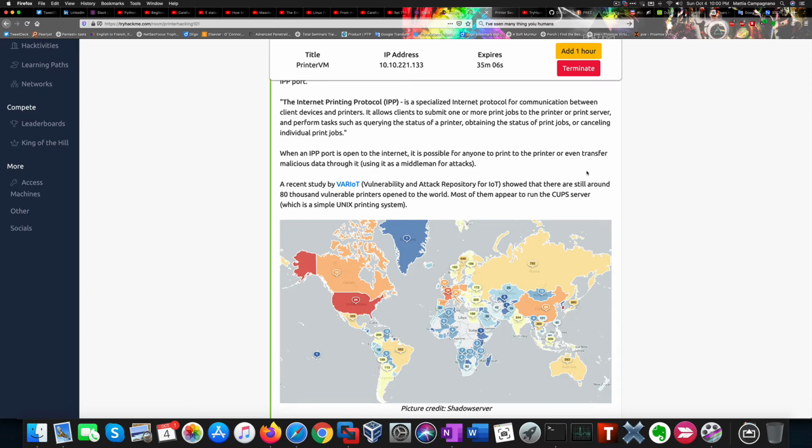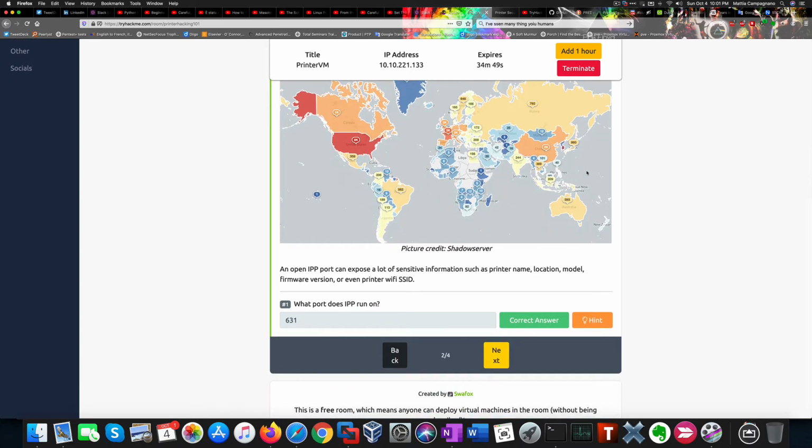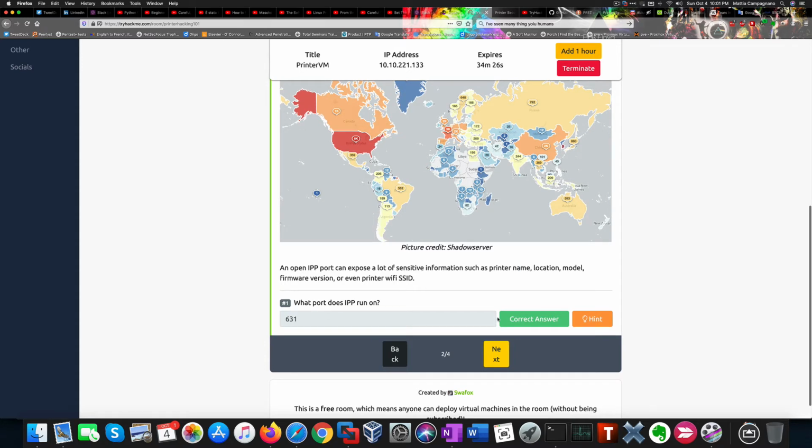And this situation is very common. You see that based on this research, there's around 80,000 vulnerable printers still around all over the world. So the first question we get asked here is what the IPP standard port is. And I'm not giving away anything here. It's port 631 TCP. You guys can Google it, so it's not something special that I'm giving away here. Not a problem.